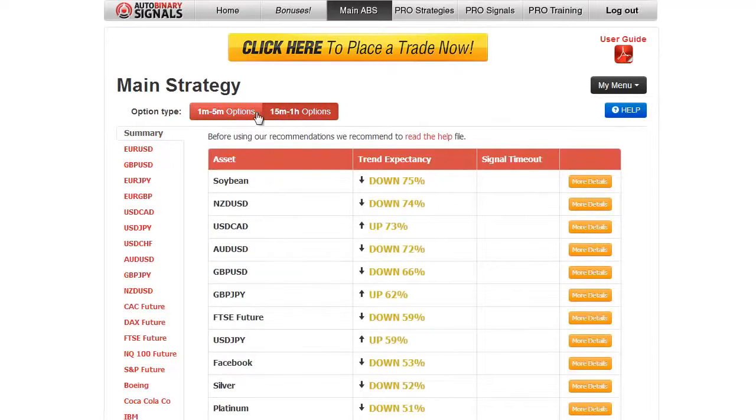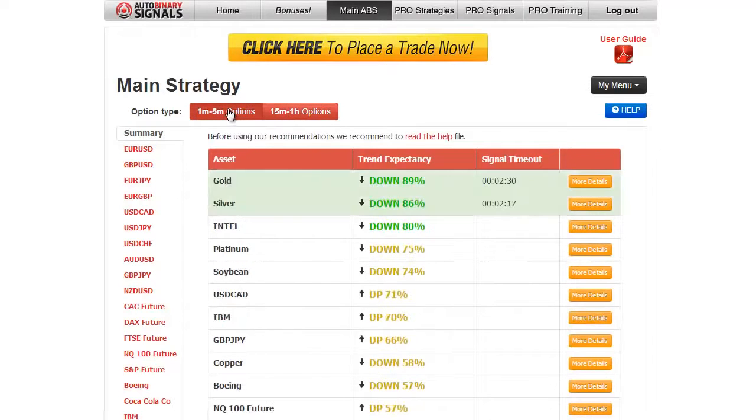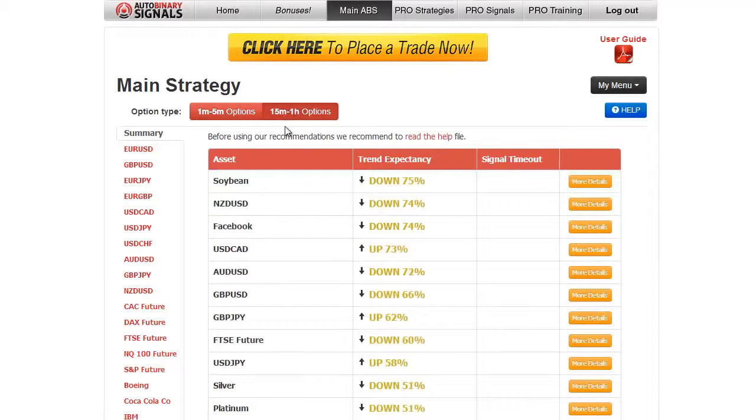So what you do is, here there are 1 to 5 minute options and 15 minutes to 1 hour options. Usually you'll see many more signals for 1 to 5 minutes, but there are also 15 minutes to 1 hour, which are longer term options, and I like them most. In my opinion, they're a bit more reliable, a bit more accurate, but there are not so many.